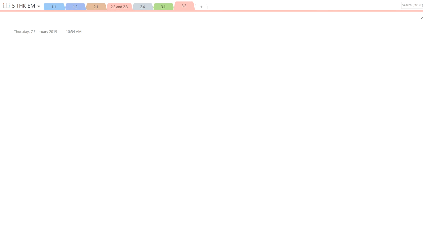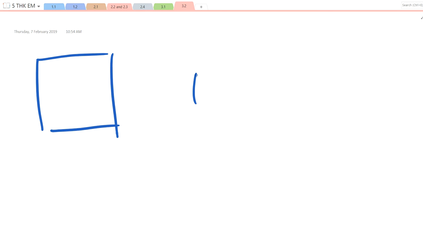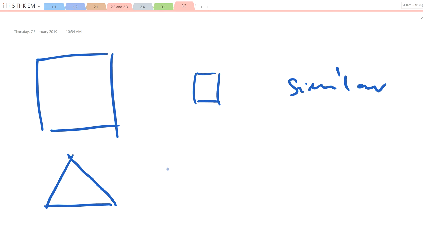Okay, so let me give an example. This is a square. This is another square. Are they similar? Okay, yeah, they are similar. What about this equilateral triangle and this equilateral triangle? Are they similar? Okay, so let me just make it clearer. So they are similar.